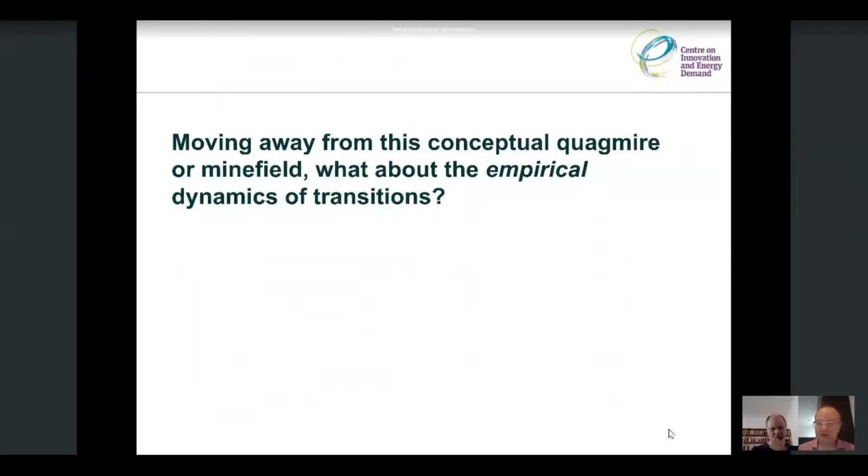Okay, so moving away from that quagmire, I know you're not just interested in theory, you're also interested in the empirical dynamics. So what does the data say? What do case studies say? What is the evidence base for how we might be able to accelerate transitions? And I'm going to start with the depressing stuff.